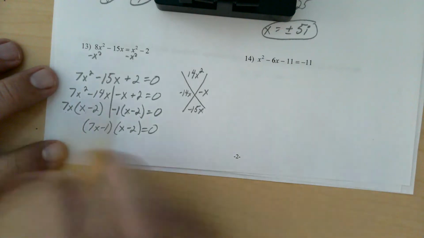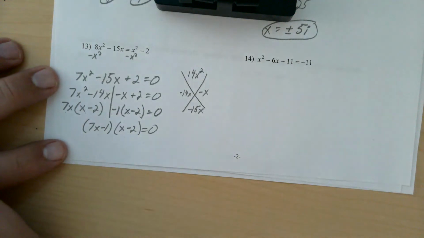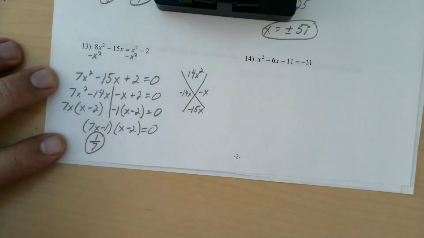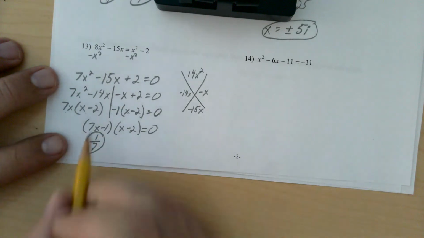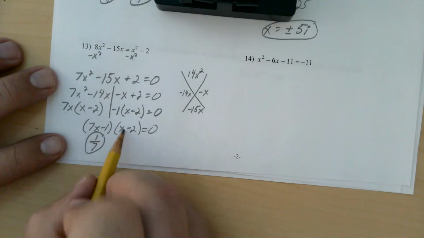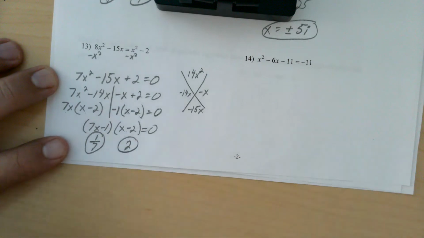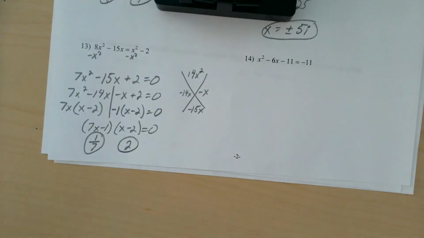If you can do this in your head, what makes 7x minus 1 zero is 1 over 7. I add a 1, divide by 7. 1/7 turns this into 0. 0 times anything is 0. What makes this zero, you can do real easily, is a positive 2. Again, if you're going to use the quadratic formula, your discriminant would be a perfect square, which would mean I would want you to simplify it.